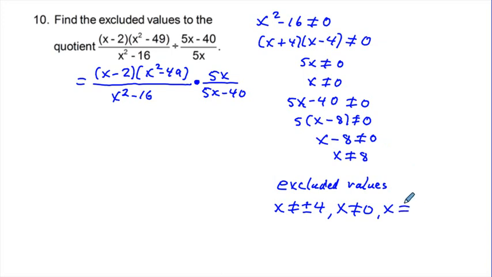X cannot equal 8. Now occasionally you'll see people try to take the dividend, in this case what I'm circling up here, and try to factor that out and include those exclusions in the family of excluded values. But we can actually have this numerator that I've circled be 0. So these would be our total number of excluded values: 4, plus or minus 4, 0, and 8.